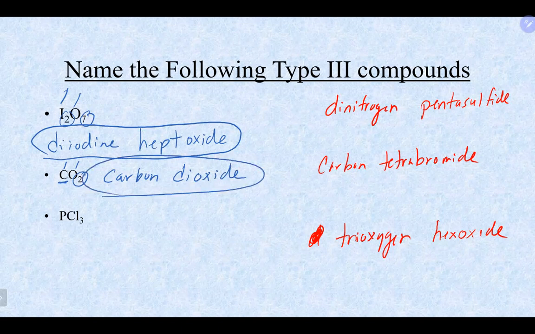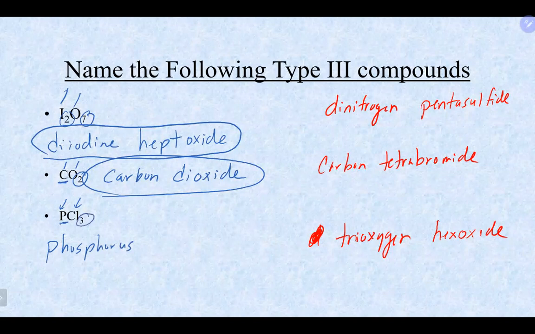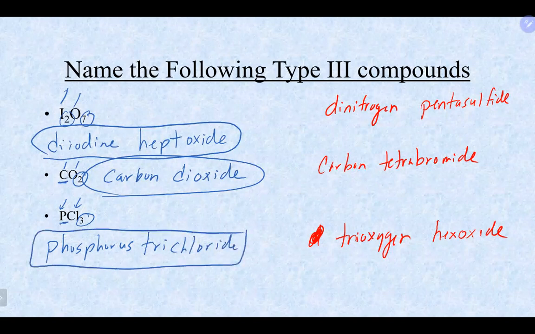It says carbon dioxide. Looking at the last one, that is phosphorus, which is a nonmetal, and chlorine, which is a nonmetal. Once again, we have just one of the P's, so that is mono. We will not use it on the first name, so that is phosphorus. And the prefix for 3 is tri, and chlorine becomes chloride at the end. Any questions on any of those names?